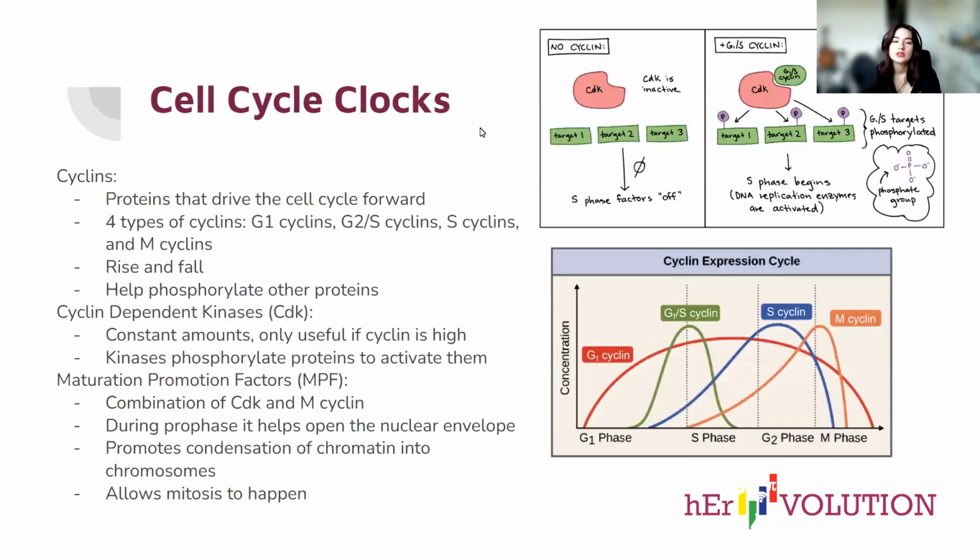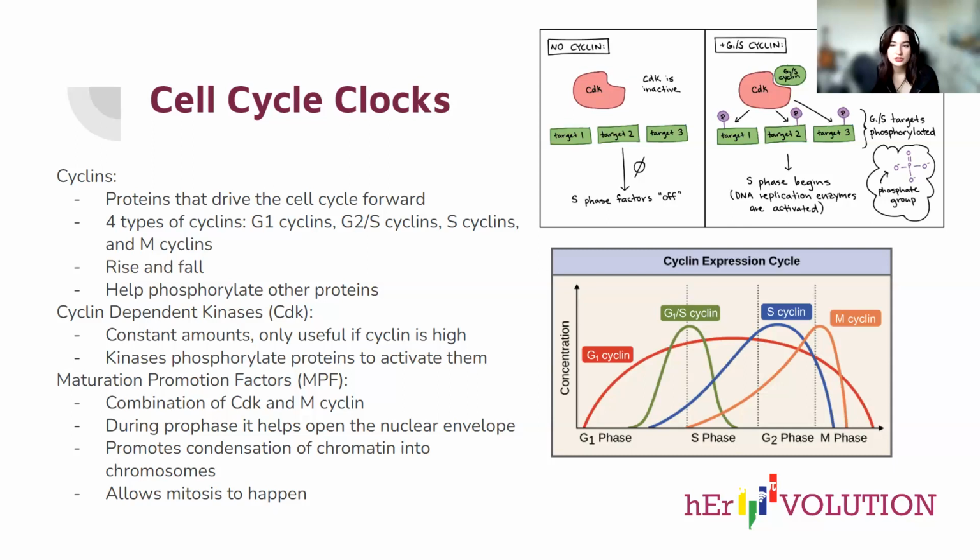The cell cycle also works on cell cycle clocks, which make it much more complicated. So there are cyclins and cyclin-dependent kinases, which are one of the combinations for maturation promotion factors. So cyclins are proteins that drive the cell cycle forward. And there are 4 types of cyclins: G1 cyclins, G2, S cyclins, and M cyclins. So they all are for a specific part in the checkpoints.